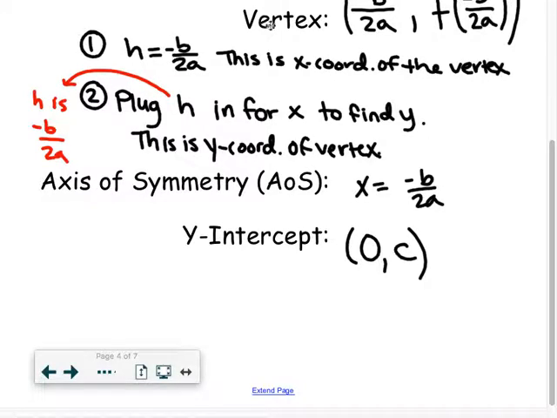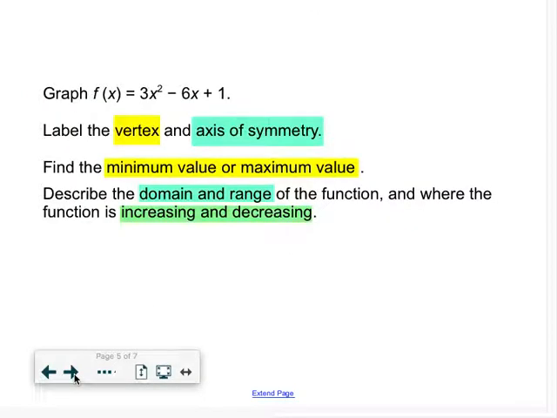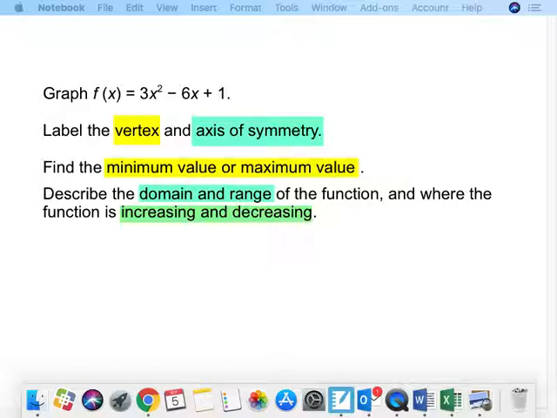Okay, let's look at an example. Let's put this to work. We're going to do all those same things. It looks like a lot. I'd probably just write down the function. F of x equals 3x squared minus 6x minus 1. I mean plus 1.